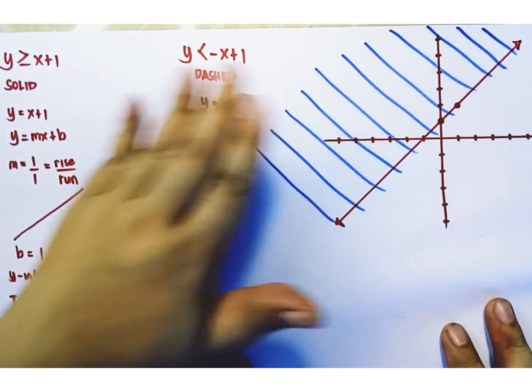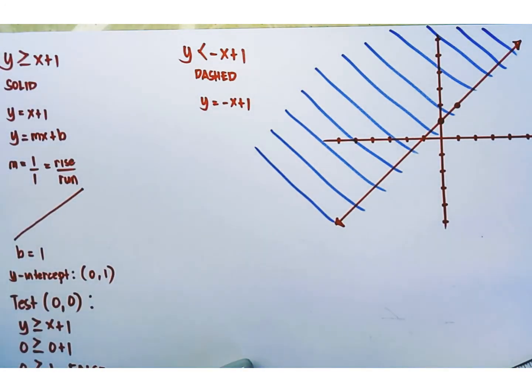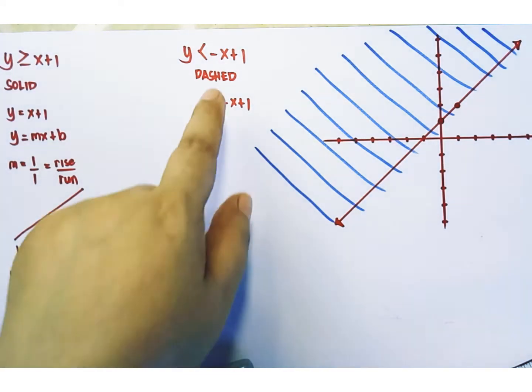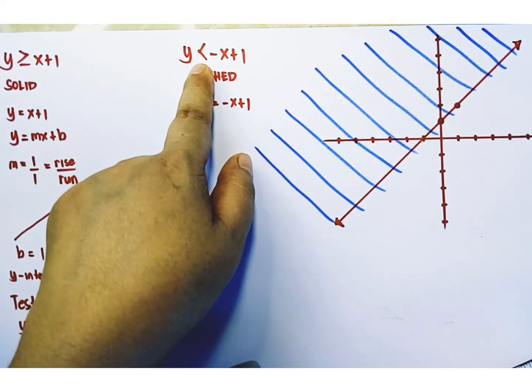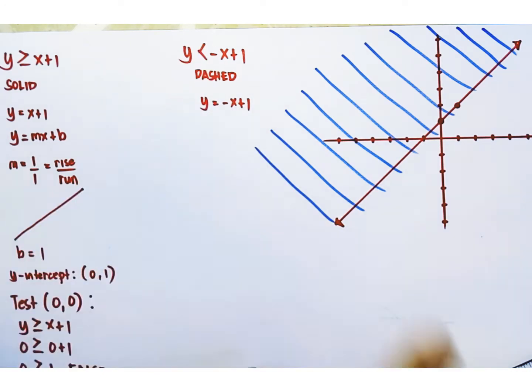This is the graph of the first inequality. Let's now focus on the second inequality. We have y less than negative x plus 1. We should use a dashed borderline because there is no equal component to the given inequality sign.